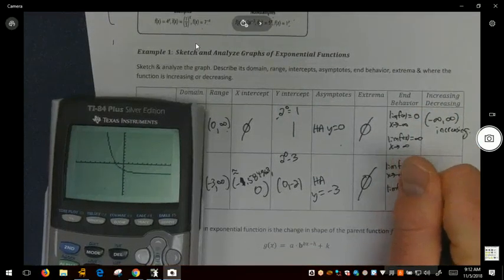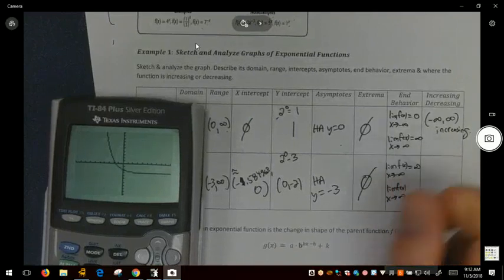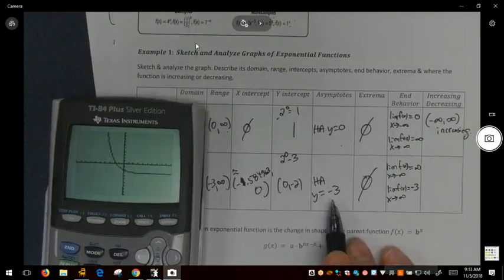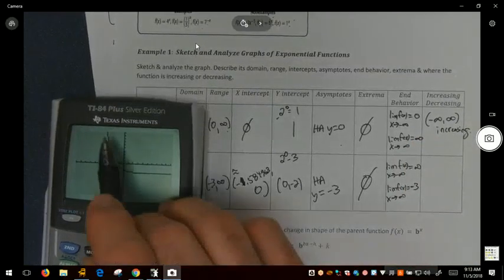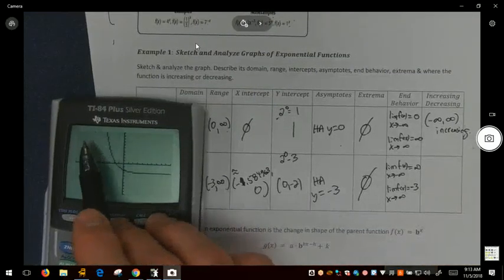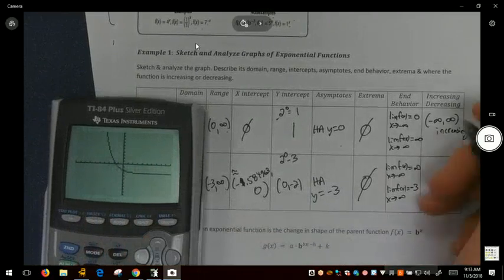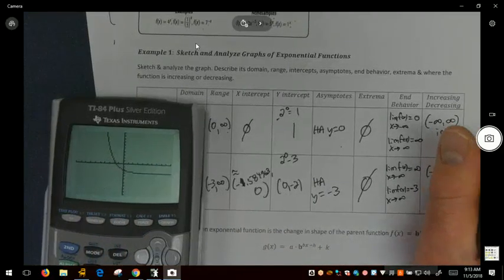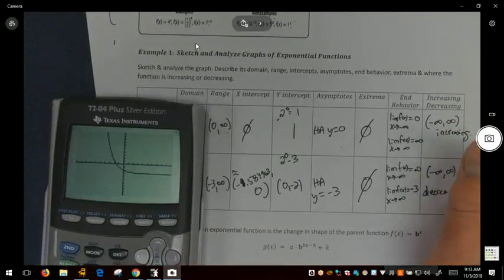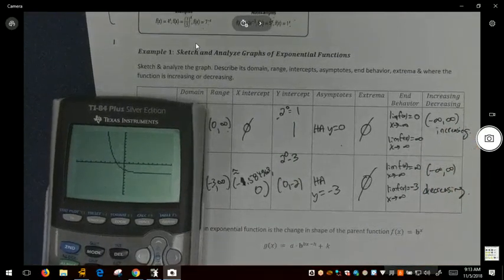But as we go to the right, it's decreasing, but it's constantly getting closer and closer to negative 3, closer to this horizontal asymptote. As far as intervals in which the function is increasing or decreasing, if we draw our person walking from left to right, they'd constantly be walking down. So from negative infinity to positive infinity, this is decreasing. That completes our table.